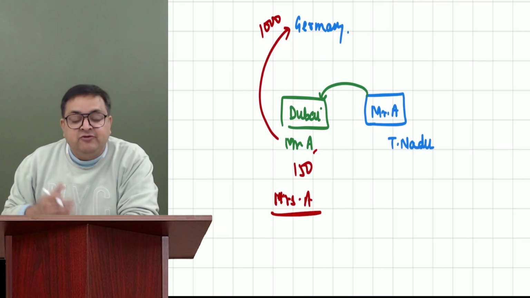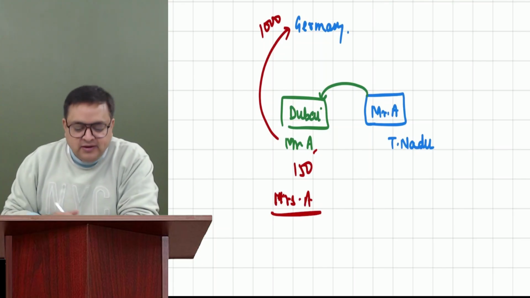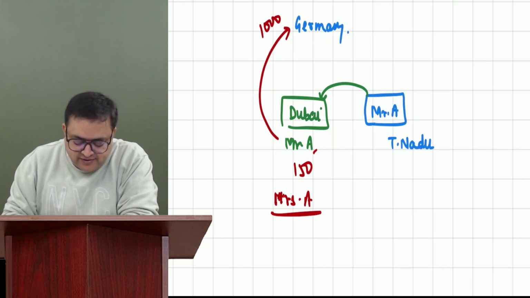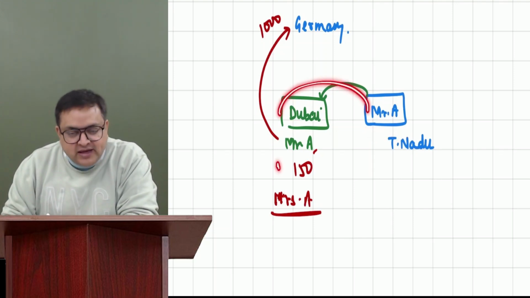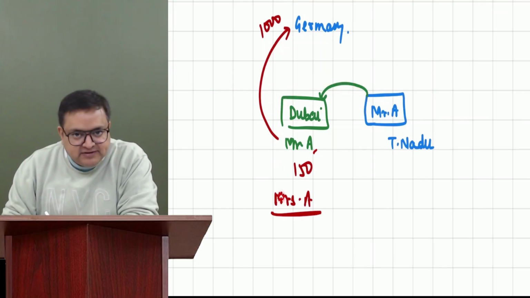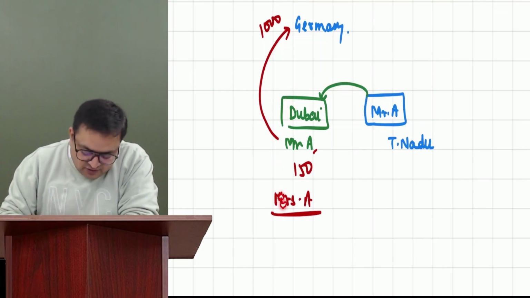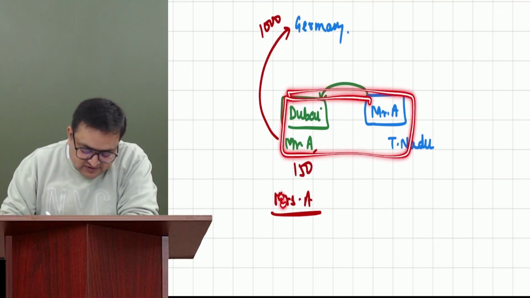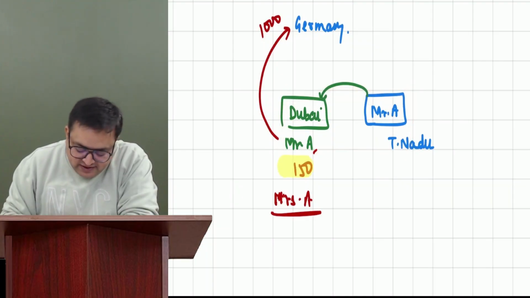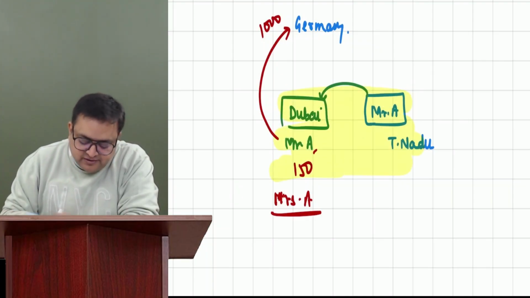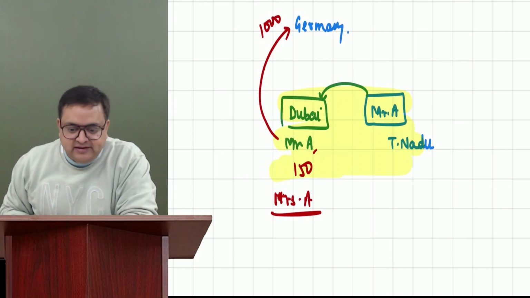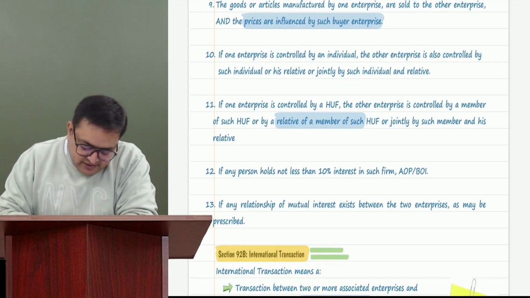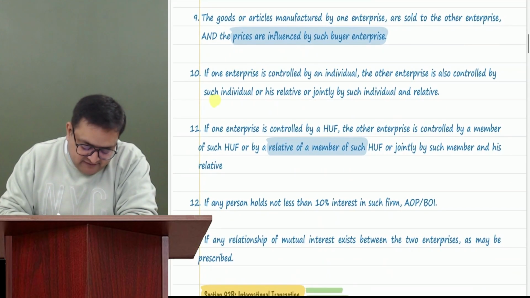Any of his relative or any of his HUF also. So if you have a business here in India, you have a business outside India also, whether you are carrying a business or your relative is carrying a business, then this transaction will also be considered as an associated enterprise transaction, and we will apply transfer pricing provisions here as well. So point number 10 and 9 are very similar.